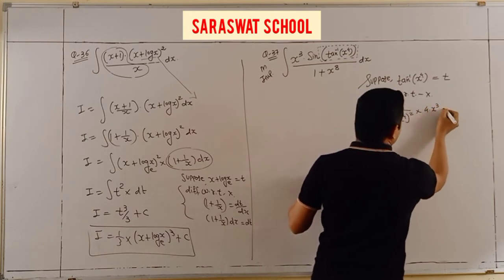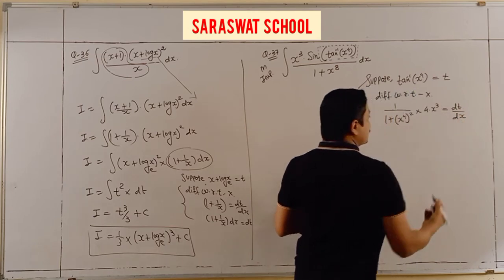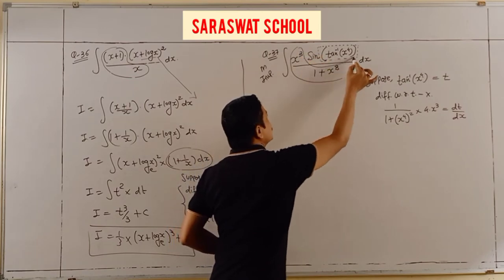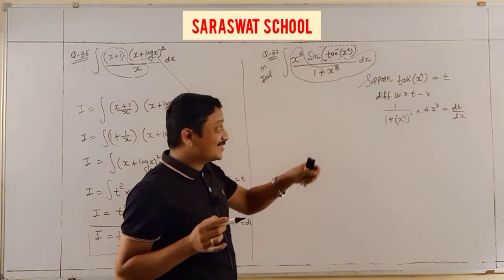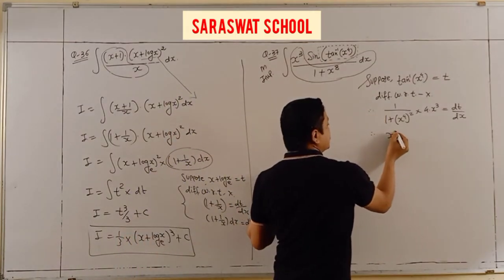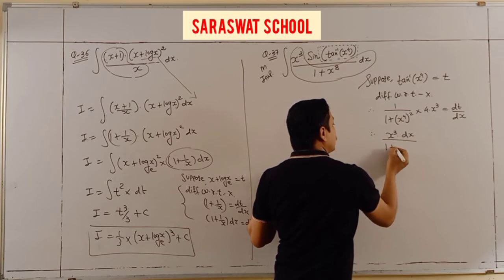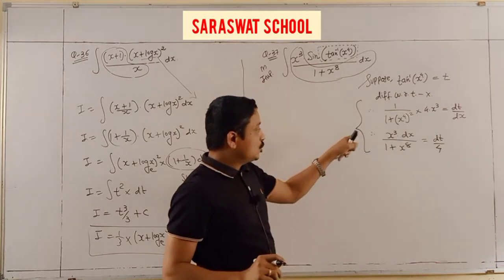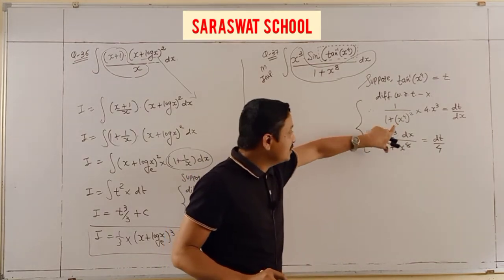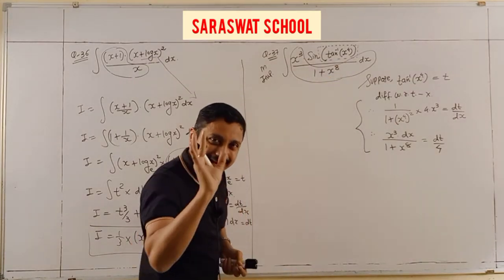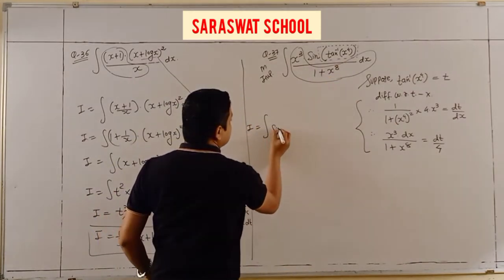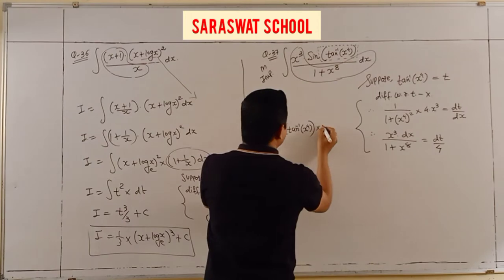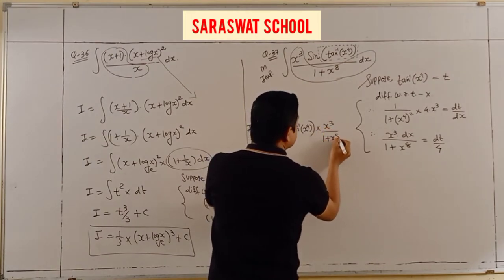Here 4x cube, and here dt by dx. Students, your target is to achieve x cube over 1 plus x raised to 8 with the dx. All of it is coming here, only 4 is extra. So x cube dx over 1 plus x raised to 8 is dt by 4, and this full value, x cube by 1 plus x raised to 8 dx, is dt by 4. Don't worry, I will write again after the rearrangement. So sin of tan inverse x raised to 4, and that will be x cube by 1 plus x raised to 8 dx.